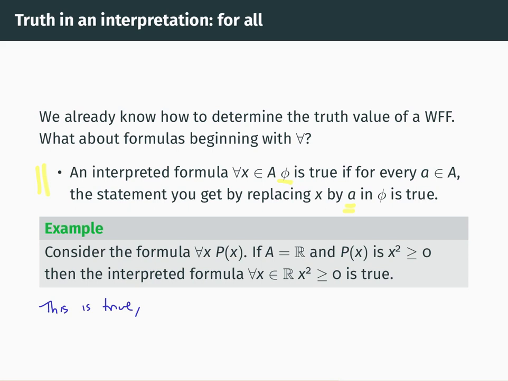because whenever we take a real number a, and when we substitute that into the remains of the interpretive formula, we get a squared is greater than or equal to 0, and that's a true statement, no matter what a is, no matter what real number a is. So that's the recipe for deciding truth of interpretations of formulas which begin with a for all quantifier.